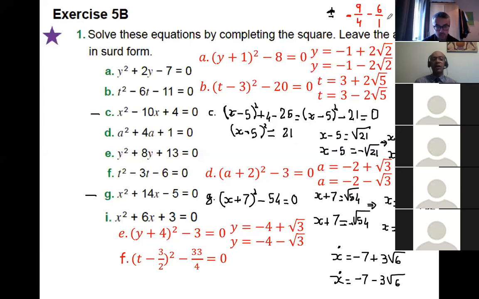So you can do that thing you call kiss and smile or cross and smile. Minus 9 minus 6 times 4 over 4. So minus 9 minus 24, that's your minus 33 over 4, basically. That's how you do it. Again, this is practicing with fractions.